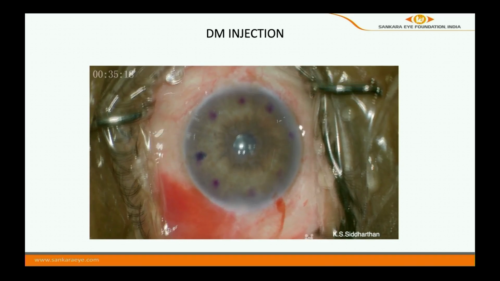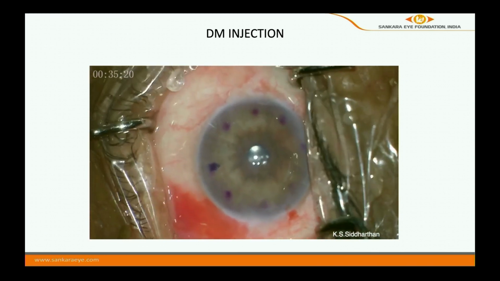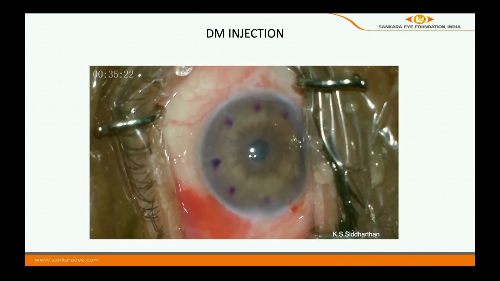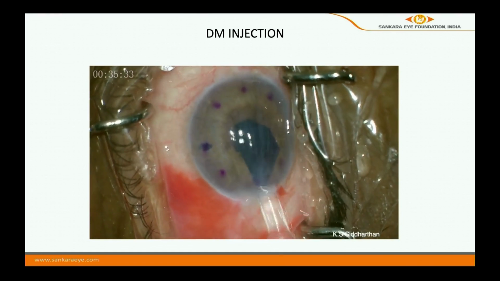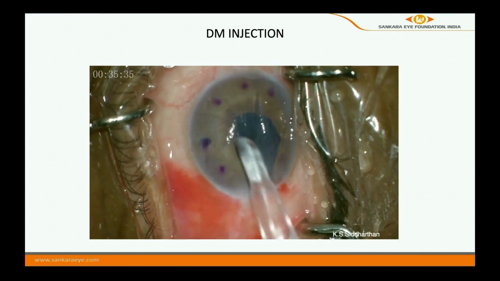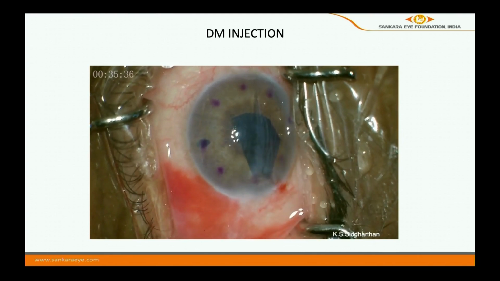So widen the section, relax the speculum, make the eye soft, don't keep it very hard. Relax a little bit and you can see that it beautifully goes in. So these are small techniques, because once it gets crushed in the tunnel, a lot of endothelial cell loss will occur. So all these things will go a long way.